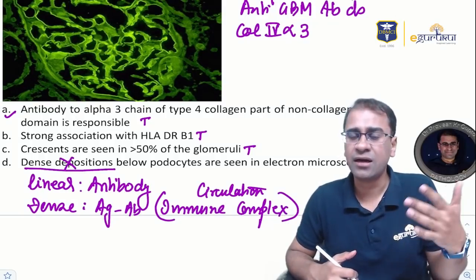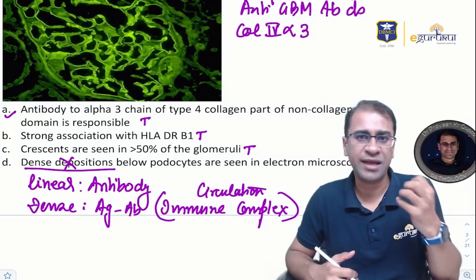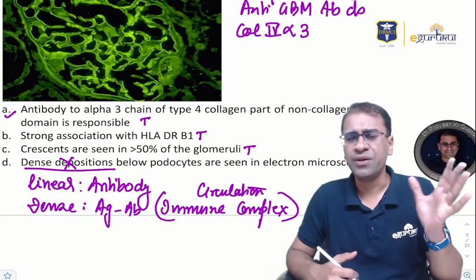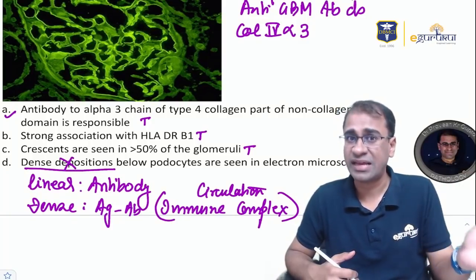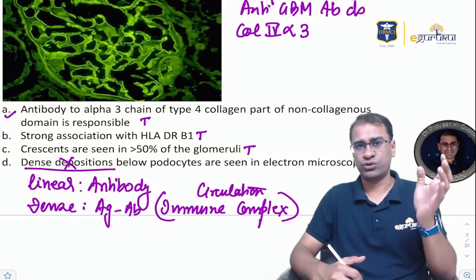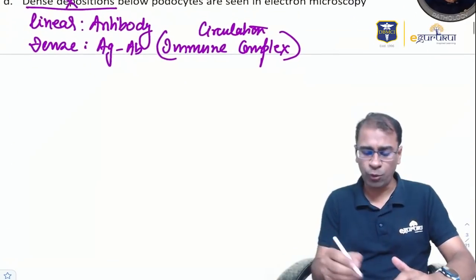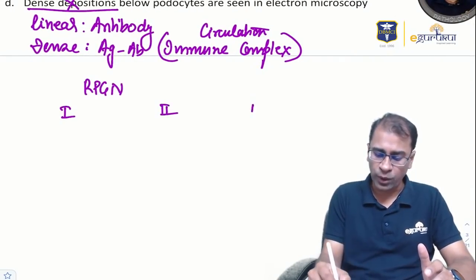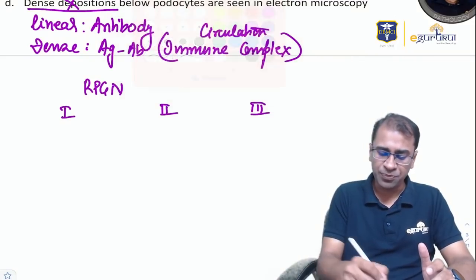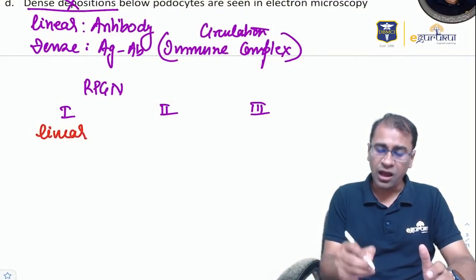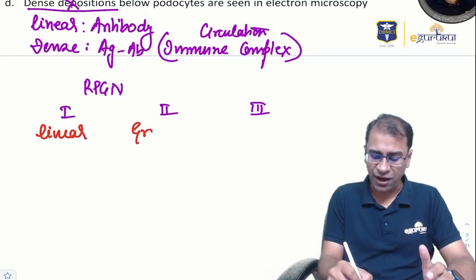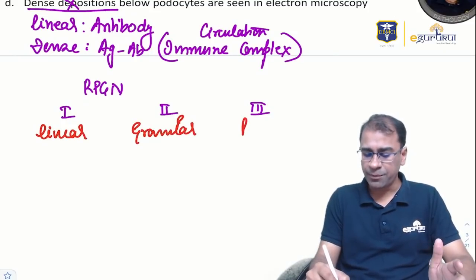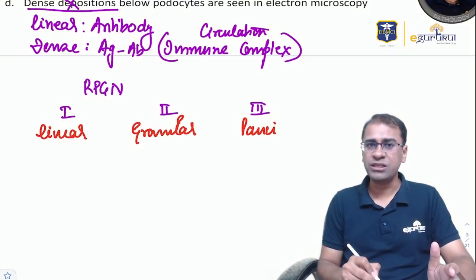So diseases like PSGN, MGN, MPGN, IgA nephropathy, along with SLE, may show you the dense deposit disease. Remember, RPGN is of 3 types. I hope you all remember. RPGN 1, 2 and 3. RPGN type 1 is a linear deposit, right? RPGN type 2 is a granular deposit, and RPGN type 3 is pauci-immune deposits. Linear deposit is an anti-GBM antibody deposit.